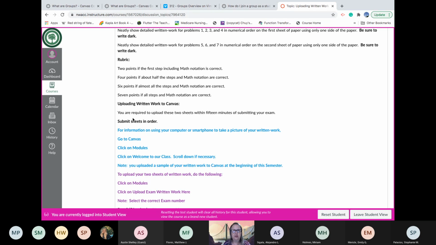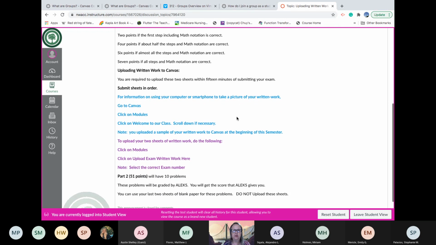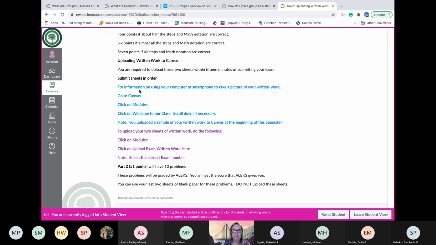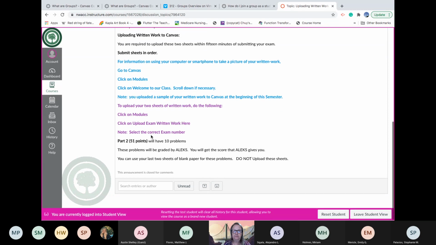Uploading written work to Canvas. You are required to upload these 2 sheets within 15 minutes of submitting your exam. Submit sheets in order. For information on using your computer or smartphone to take a picture of your written work, this was in the material that you read at the beginning of the semester. I'm just referring to it here in case you need to refer to that documentation. To upload your 2 sheets of written work, do the following. Click on modules, click on upload exam written work here. Note, select the correct exam number.